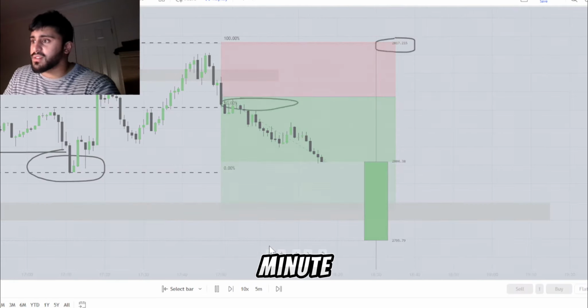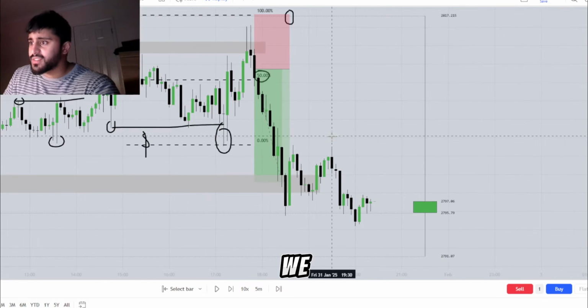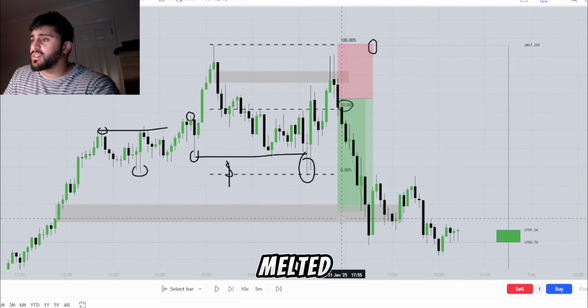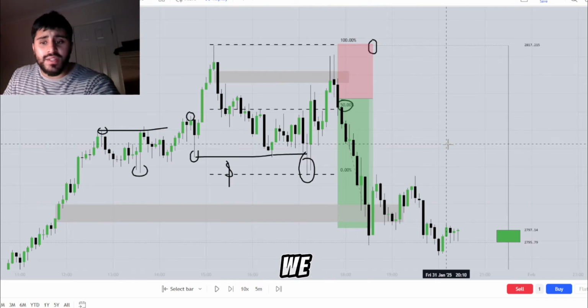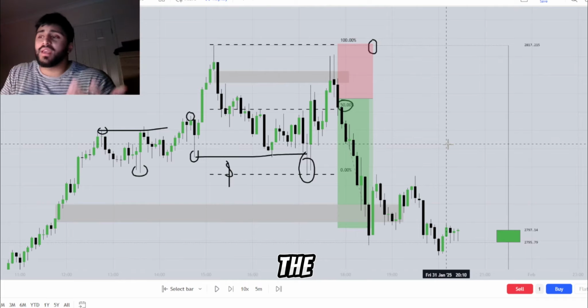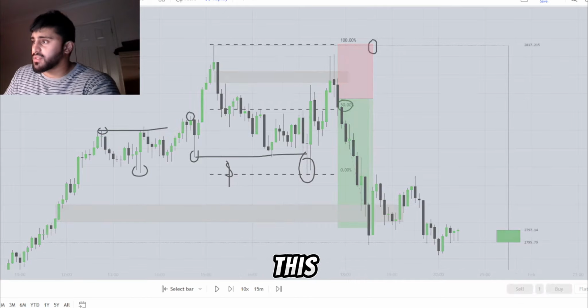The strategy itself isn't difficult to understand, right? If we go down to the 5-minute time frame, we can see how price eventually melted down in our favor, right? So how did we take this trade? What was the basis for taking this trade? If we quickly go over this.